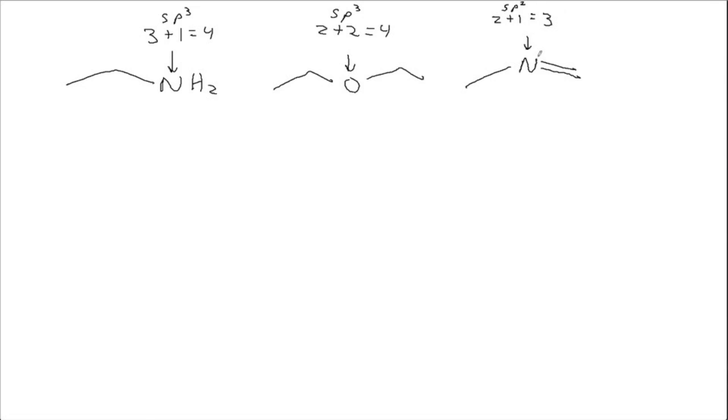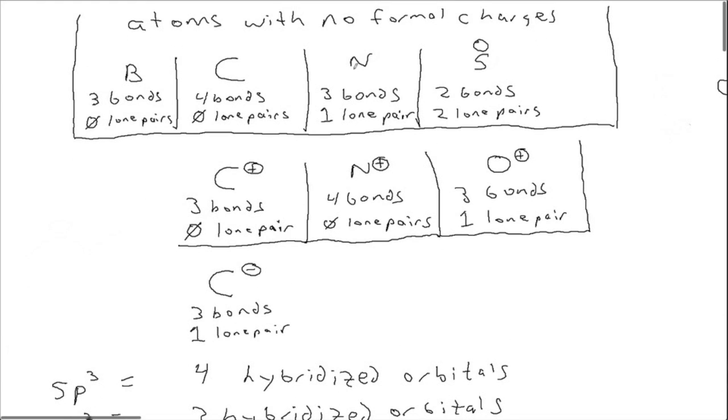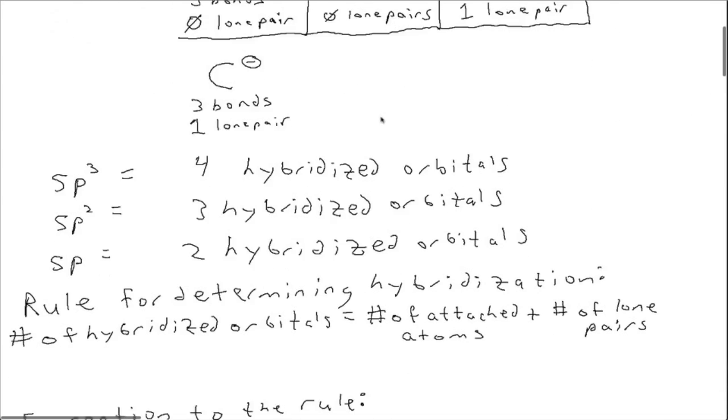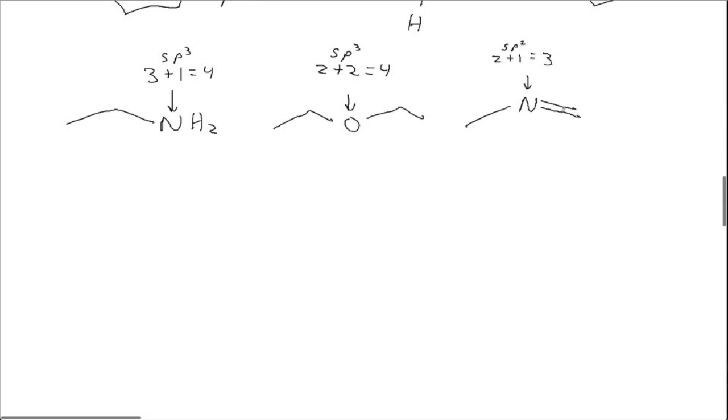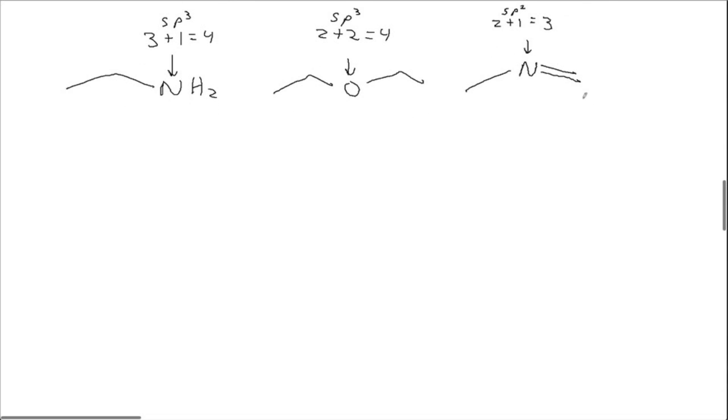How do you know there's 1 lone pair? Well, that's from the table we talked about at the beginning. Neutral nitrogens always have 1 lone pair. Doesn't matter whether they're double bonded, single bonded, triple bonded. If they're neutral, they always have 1 lone pair. And 3 bonds, as this does have here. Okay, good.